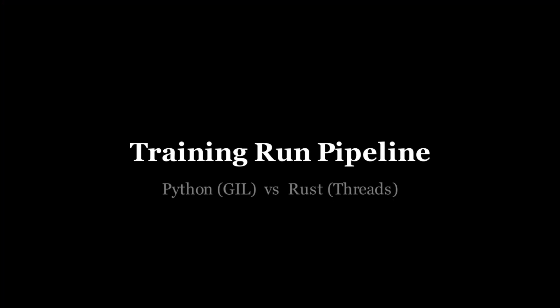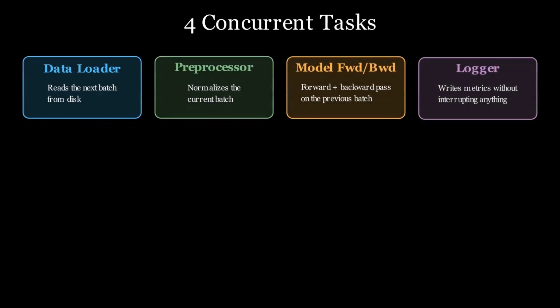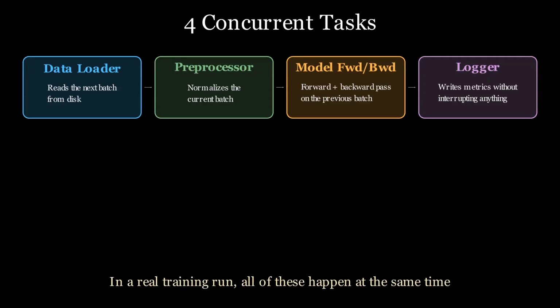Picture a real training run. At any given moment, four things are happening at the same time. The data loader is reading the next batch from disk. The preprocessor is normalizing the current batch. The model is running a forward and backward pass on the previous batch. And a logging thread is writing metrics without interrupting any of the above.